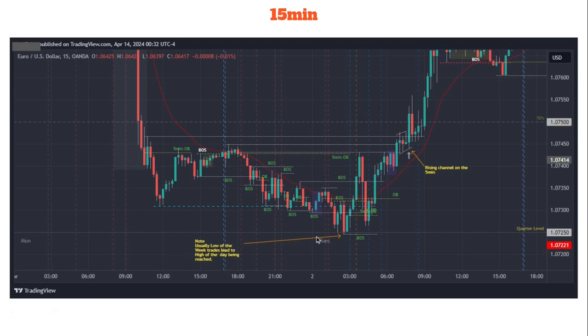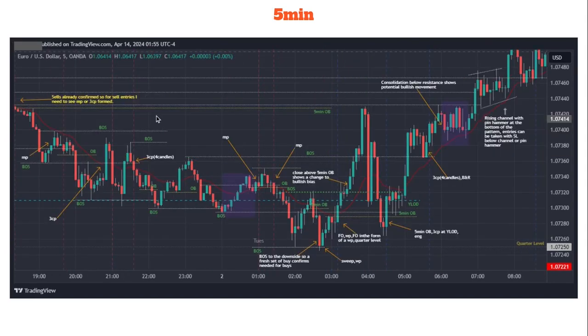Now here is the 15-minute time frame, just to give you a bigger picture of what's going on. And right here, you find that when we have trades taken from the low of the week, because this is Monday and then Tuesday, price most likely will reach the high of the day, which it did, and went beyond it, which is even better. On the 5-minute time frame, this is a rising channel, which also can show potential bullish movement.